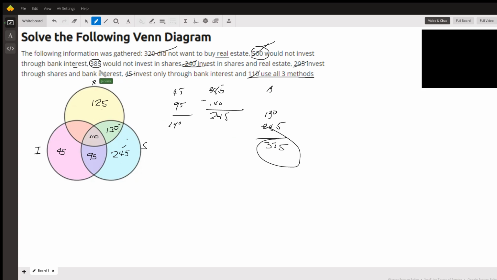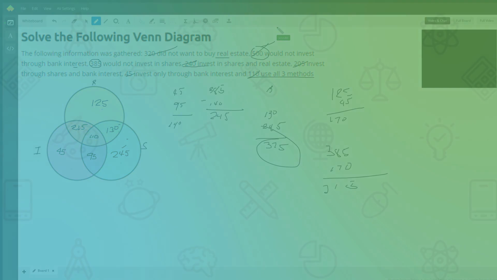Now we go back to 385, which is not invest in shares, so not blue. So therefore, we just need to find this area right here because the not blue is 125 plus x plus 45. So you add 125 plus 45, okay, 170. And then 385 minus 170 would be equal to 215. So therefore, that x area right there is 215. All right. So I hope this helps.